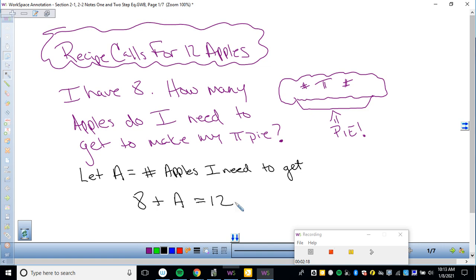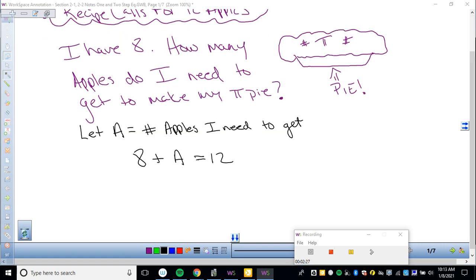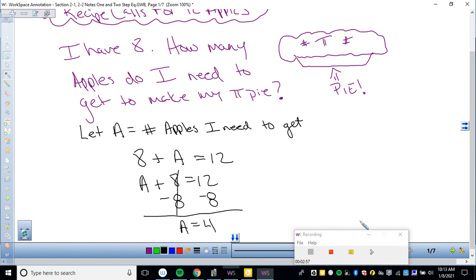A simple algebraic equation. And to figure out our A, we behave like teenagers and we do the opposite of what we see in front of us. And this could be written as A plus 8 equals 12. Otto has a toy. And so to get A by itself, we behave like a teenager and we do the opposite of what we see. I see plus, so I will subtract the 8 from each side. 8 minus 8 is 0, and I figure out that A, the number of apples I need to get, is 12 minus 8, which is 4.